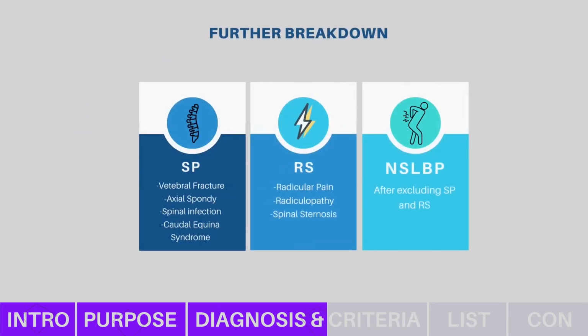Now, what we have here is a further breakdown from the previous slide. Some of the examples of spinal pathologies include vertebral fracture, axial spondyloarthritis, spinal infection, and also cauda equina syndrome. Next, the radicular symptoms include radicular pain, radiculopathy, in addition to spinal stenosis. And if they are excluded from the first two criteria, then they will fit into the non-specific lower back pain group.